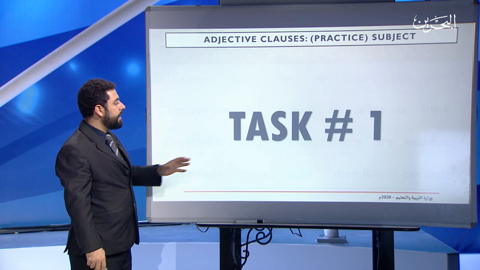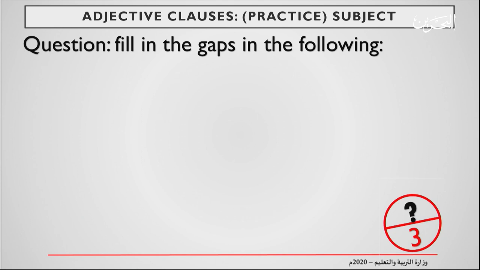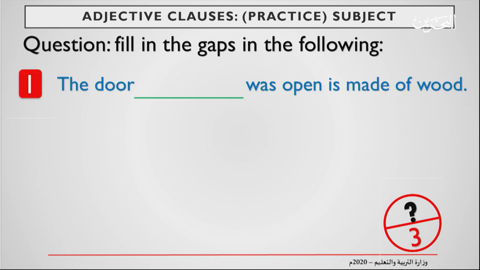All right. Let's have a task. Fill in the gaps in the following. And you have a mark of 3. Number 1. The door gap was open is made of wood. The door which was open is made of wood. Now answer that and you have 5 seconds. Now let's check the answer. The answer is which or that. You have the option to choose which or that. All right? Okay. So if you're correct, give yourself a mark.